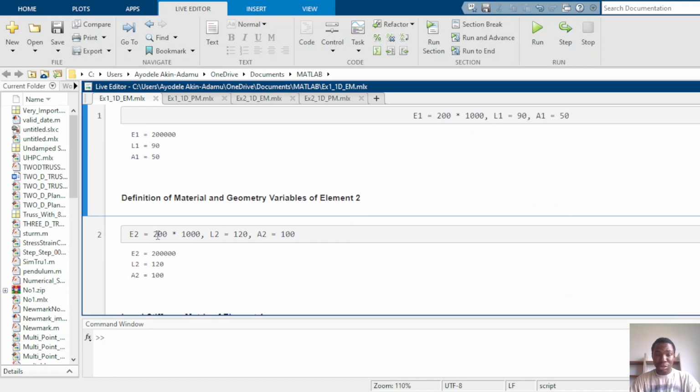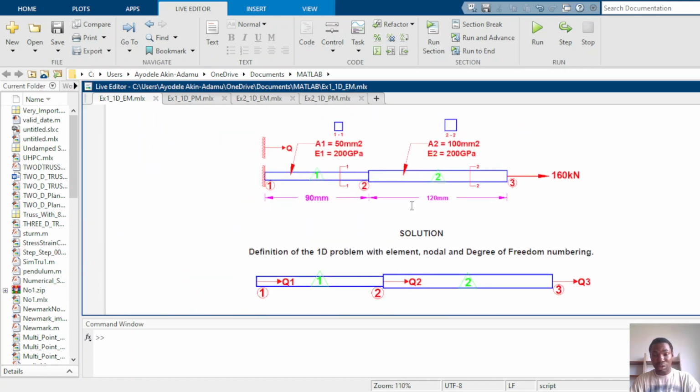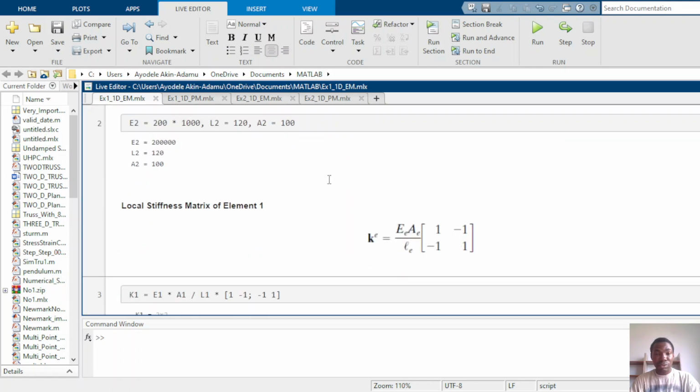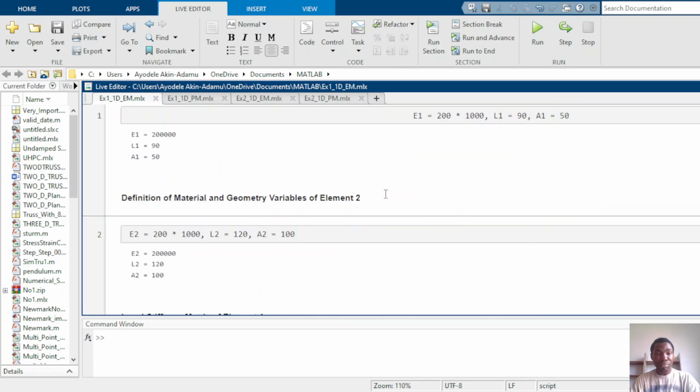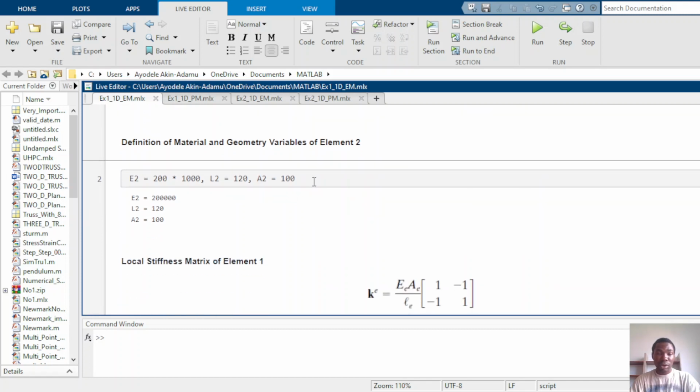We do the same thing for element 2. We define the material and the geometric properties. E2 is still the same, 200,000 Newton per millimeter square. L2 is 120 mm, as stated in the question. A2 is 100 mm square, as stated in the question. So we write the MATLAB code and we run. E2, L2, A2 get stored in the MATLAB memory.